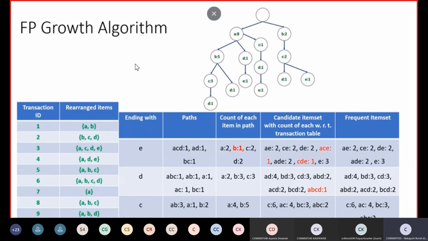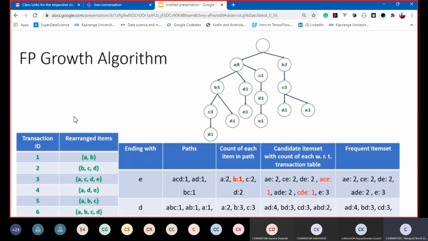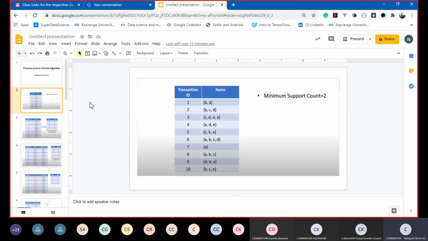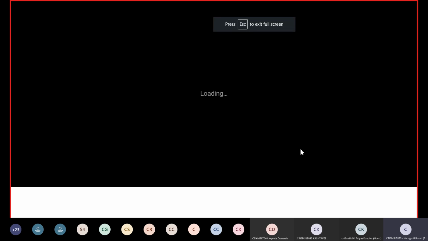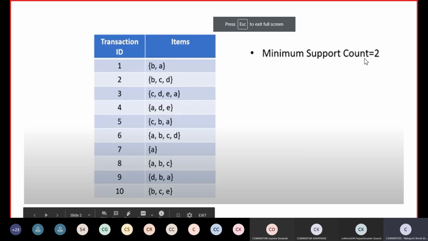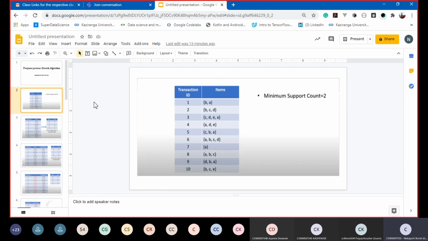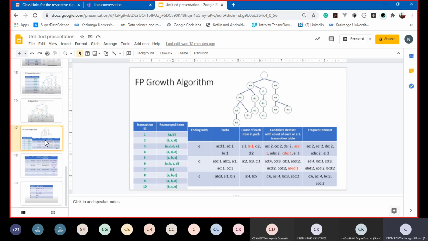Now, in my first slide, I think I showed you the minimum support count. I am going to use this now to exclude the items from this particular frequent item list.